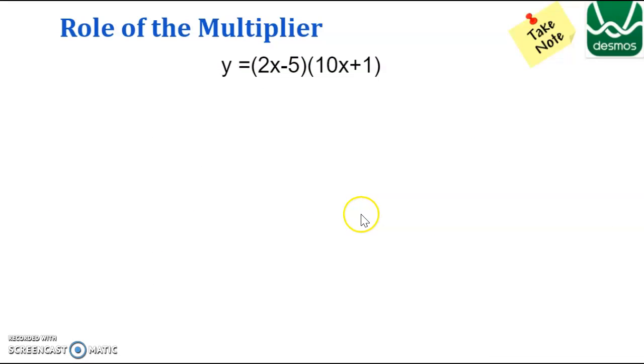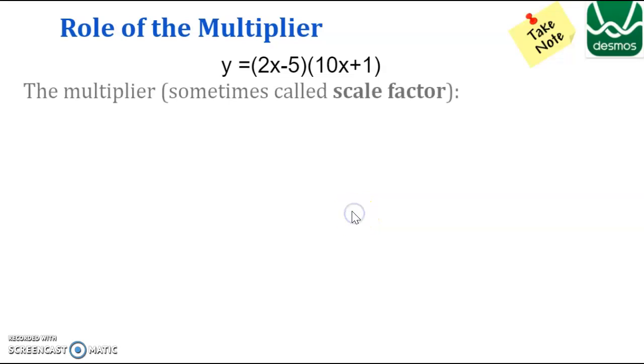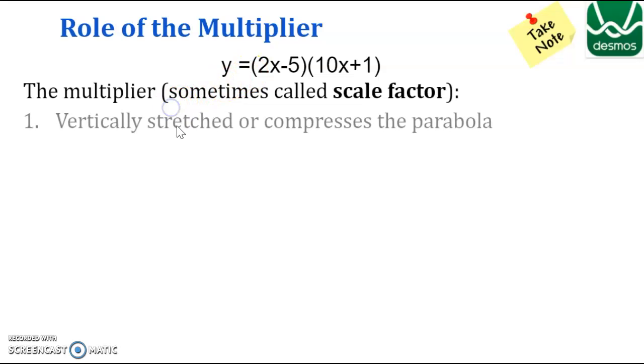What about the multiplier? Last lesson, we explored the Desmos graphing calculator and graphed different versions of 2x minus 5 multiplied by 10x plus 1 by putting a different number for the multiplier here. And we found that it vertically stretched or compressed the parabola.